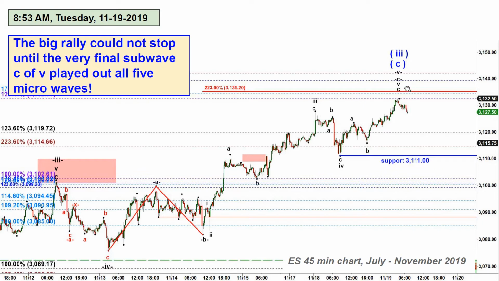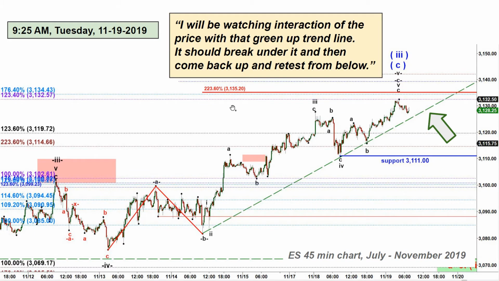We can see that the final subwave C of microwave 5 has played out 5 microwaves. And this is Tuesday, 9:25 a.m., November 19. Here you can see that I'm adding the green uptrend line, which is my support. I wrote to my subscribers that I will be watching the interaction of the price with that green uptrend line. It should break under it and then come back up and retest from below.